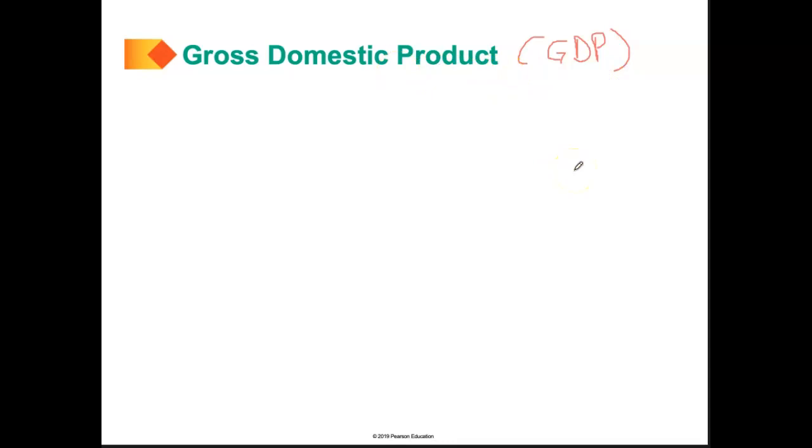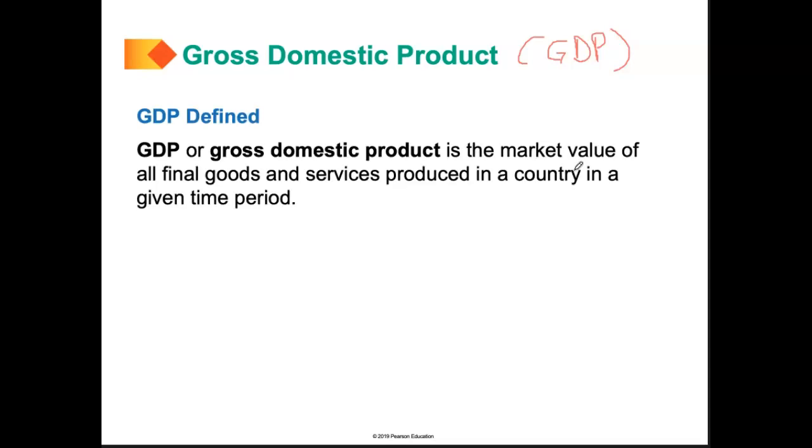And GDP is defined as the market value of all final goods and services produced within a country in a given time period. So that is GDP. This definition is so loaded, we actually have to unpack it.